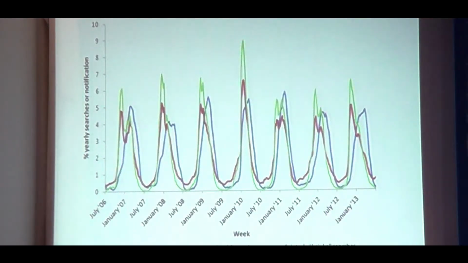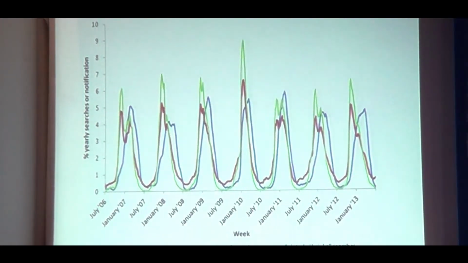And I want to show you a graph where we have in red queries on the word vomiting, and in green we have queries on the word winter vomiting disease. And this graph includes data from July 2006 up until July 2013. And again, the data are aggregated by week. Then we have in blue the number of positive norovirus samples as reported voluntarily by our laboratories.